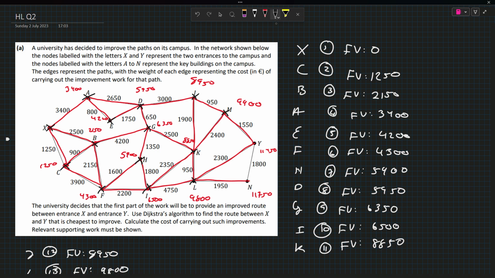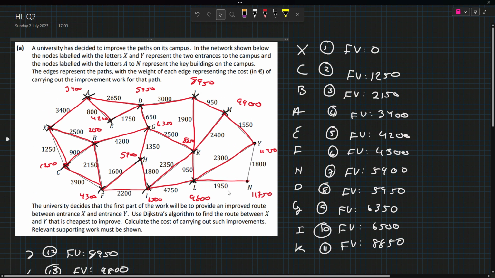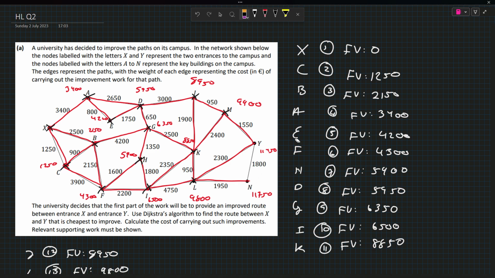Now the only arc we haven't considered is from N to Y. Now we don't have to go through our process of assigning priorities again, because we can go to N, which optimally is 11,750, and going 1,800 will not get us down to 11,450. So we are going to consider it, we're just not going to label it. So, that's the forward part of the algorithm completed.